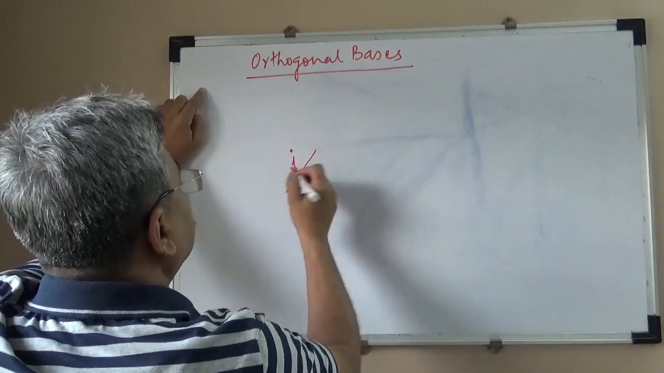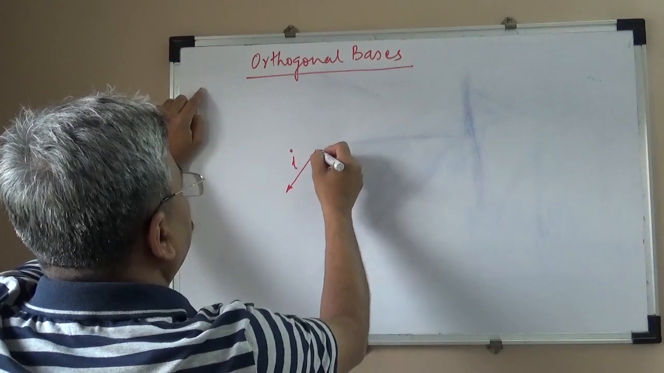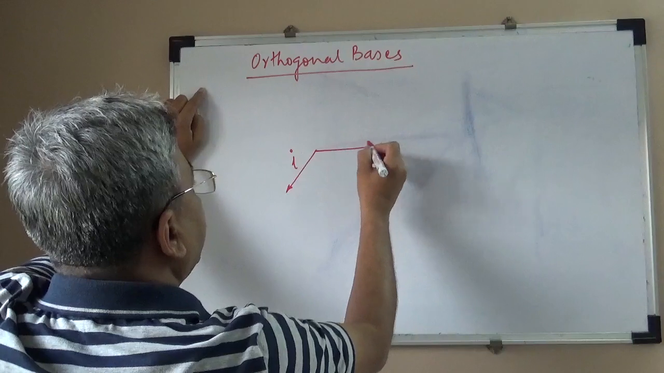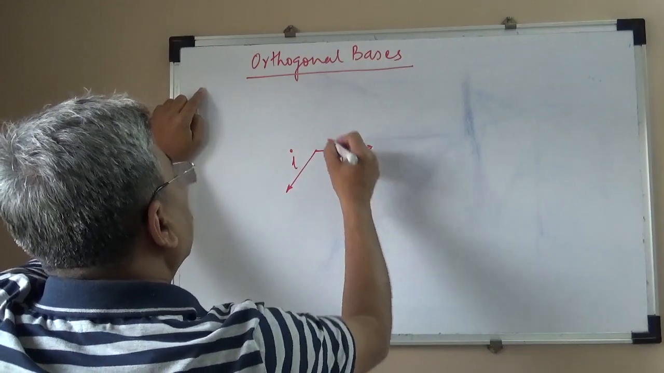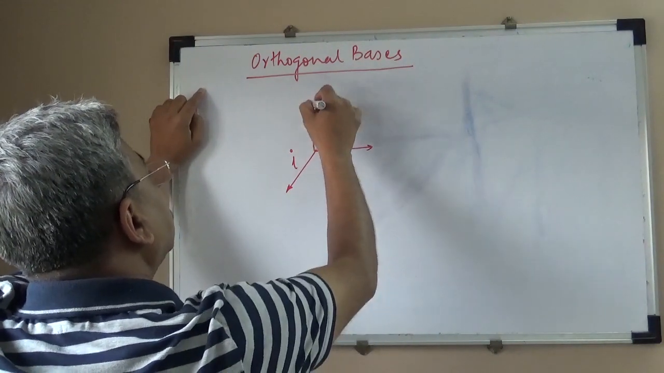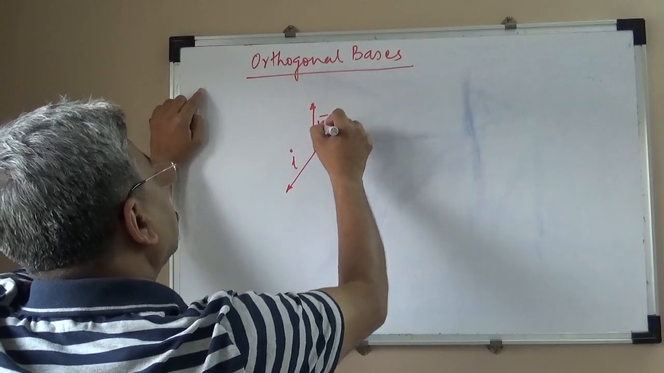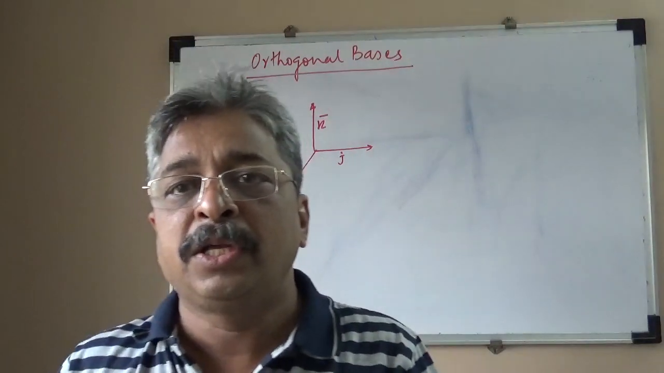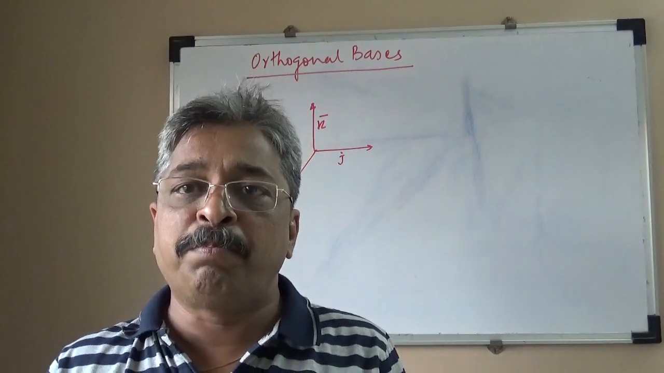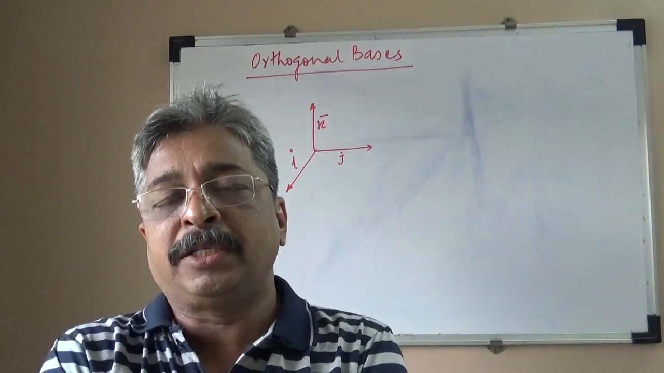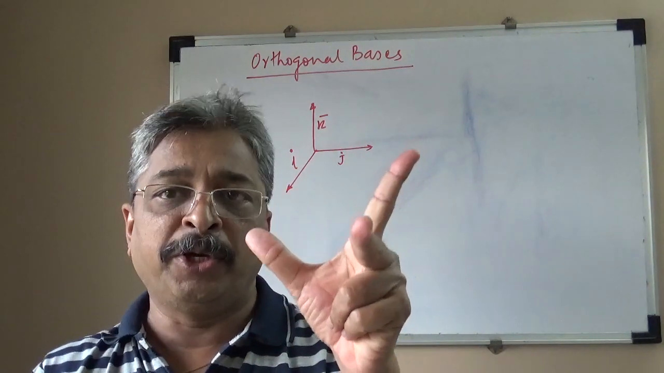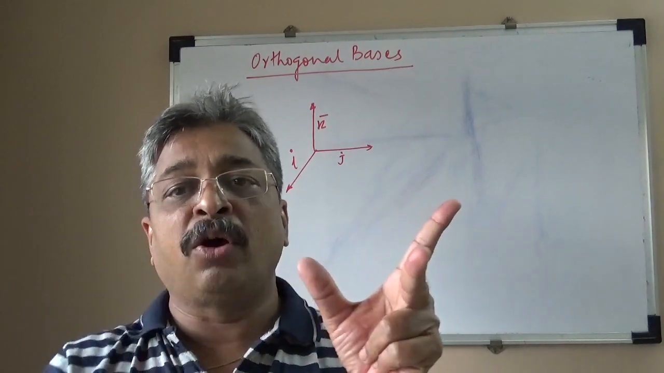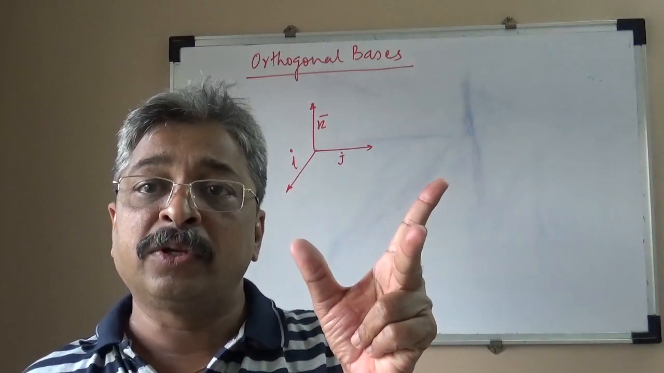We call the first one, which is in the x direction, unit vector i, then perpendicular to that is j, and perpendicular to that is k. So this is an orthogonal base system. In a 3-dimensional system we can geometrically show that there exist 3 vectors which are mutually perpendicular to each other and whose lengths equal 1.